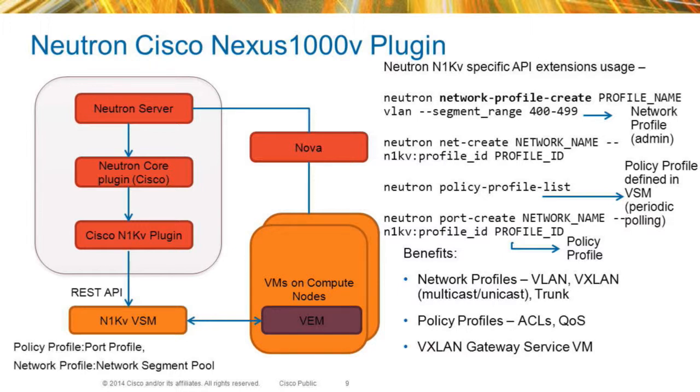And finally, the VXLAN gateway service. If you have an environment in which you're running VXLAN plus VLAN, you would want to have a VXLAN gateway service VM to enable the conversion between VXLAN to VLAN and vice versa. Now, through the port profile and the network profile mechanisms, N1KV already provides a profile of basically gatewaying all the traffic that needs the conversion from VXLAN to VLAN. So this is again an additional benefit of using the VXLAN gateway within the N1KV plugin without much change within Neutron.